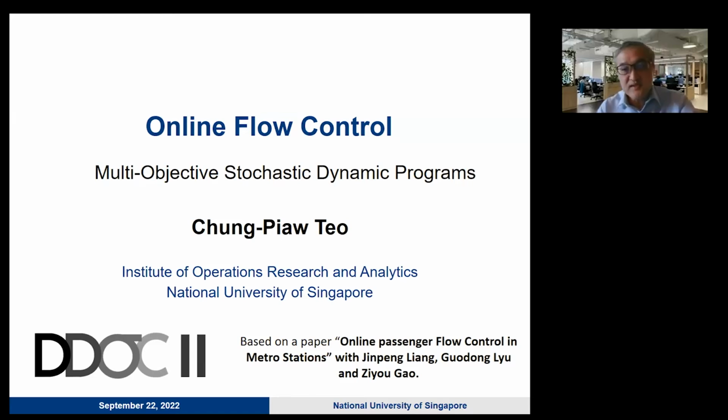Telling you more about this topic that I'm talking about. The talk will be based on a paper that I've written with a number of people in transportation, Jingpen, Gao Ziyu, both from China, and also Guotong, now at HKUST. It's about this body of work on online flow control, related to Xingwin's earlier talk on online optimization. But instead of learning, we are looking at the multi-objective stochastic DP. So I want to present a new way to connect the online optimization mindset with the multi-objective stochastic DP.